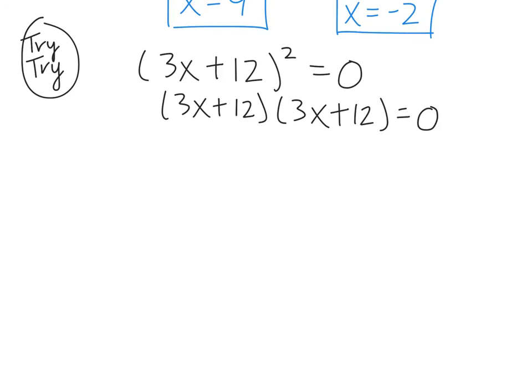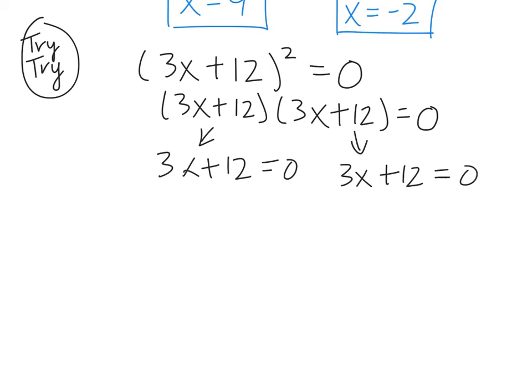If you were to drag it down and do your zero product property, you will realize that both equations are the same. And if they're the same, you only have to do one of them. So let's just do the left one since they're exactly the same. I'm going to subtract 12 first.